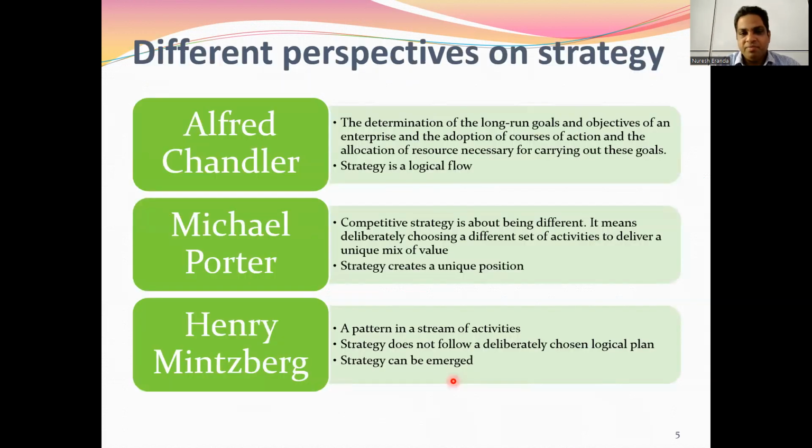So these are the different explanations. You can read on these different explanations provided. As I told you earlier, Alfred Chandler is basically looking at a logical flow, A to Z, how we are moving from A to Z with a concrete plan. Michael Porter is basically talking about how you can create a unique position for your organization. Henry Mintzberg highlighted it as something that is emerging out of your experience.